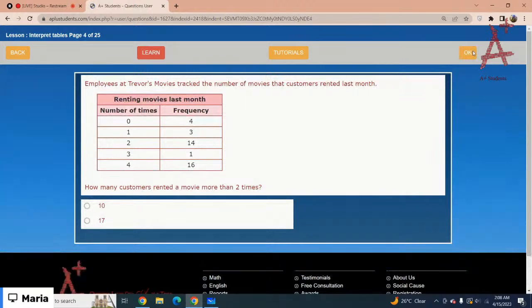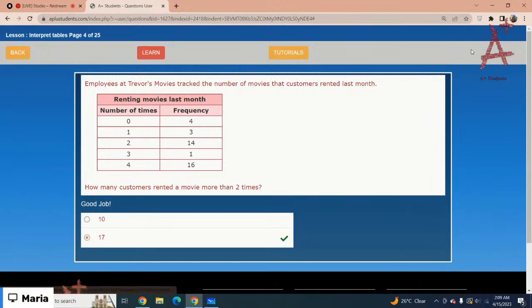Okay, employees at Rivers Movies track the number of movies that customers rented last month. How many customers rented a movie more than 2 times? Just look at the values that are more than 2. More than 2, you have two values, 3 and 4. Just look at their frequencies and add them. 1 and 16. So 1 plus 16 makes, yes, that would be 17. Got it? So the correct option is 17.